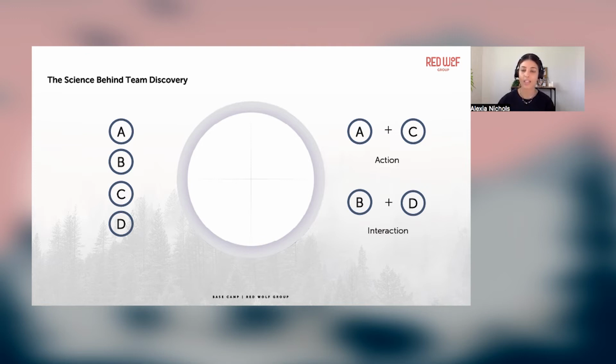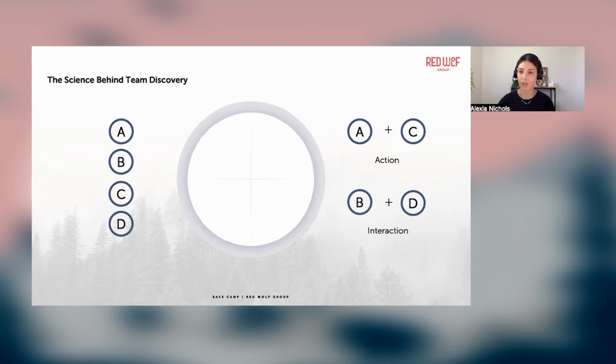So looking at the action piece, whether you are proactive, if you have an A over C drive, or whether you are responsive, if you have a C over A factor combination. So looking at the AC.